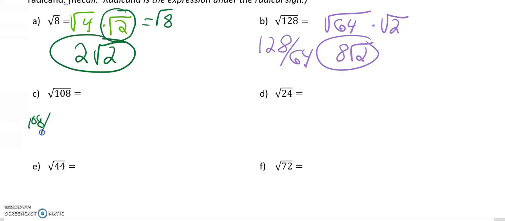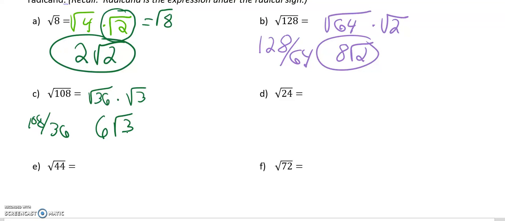So 108. First off, I try 100. Doesn't work. Then I go to my next one, 81. Doesn't work. Then I go to 64. Still doesn't work. So I keep going down until I hit one that works. 49. Nope. Then I try 36. Ding, ding, ding. This one works. This one gives me a whole number. It gives me 36 and 3. The square root of 36 becomes 6, and the square root of 3 is just square root of 3.